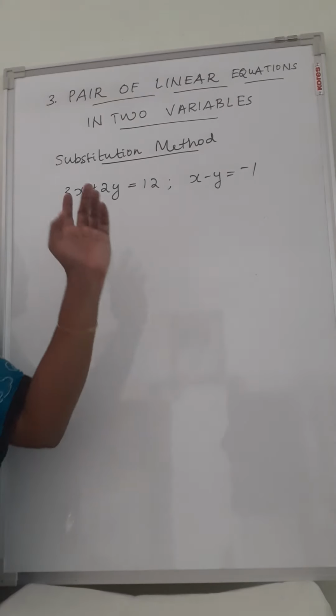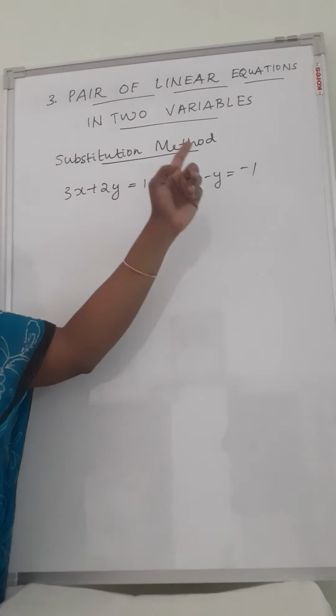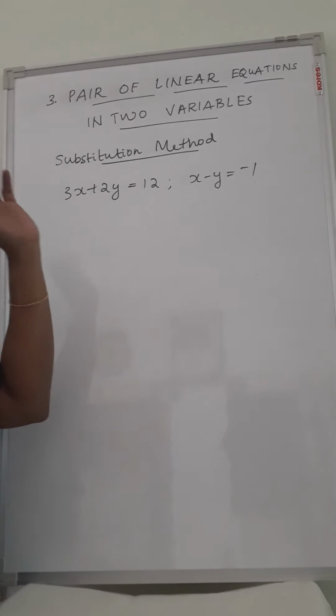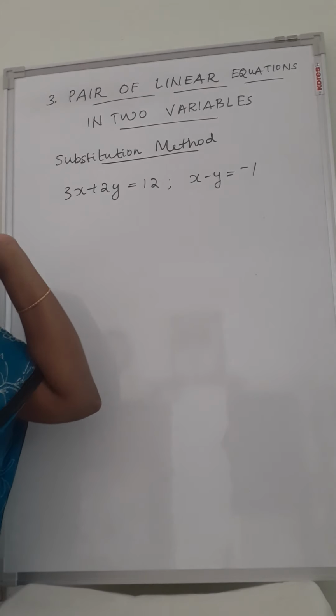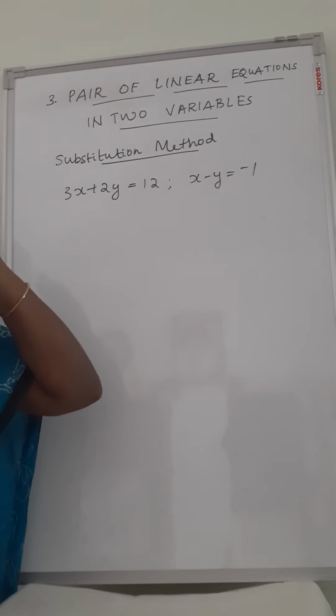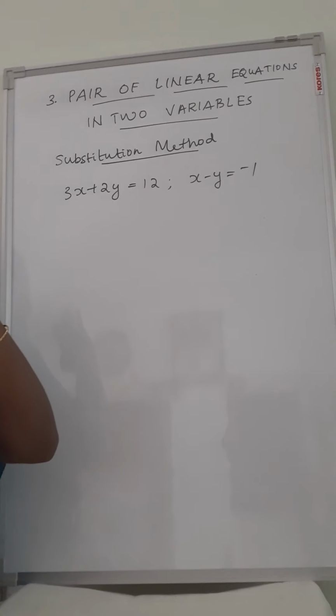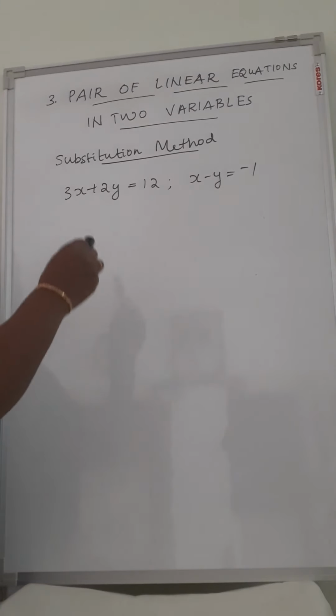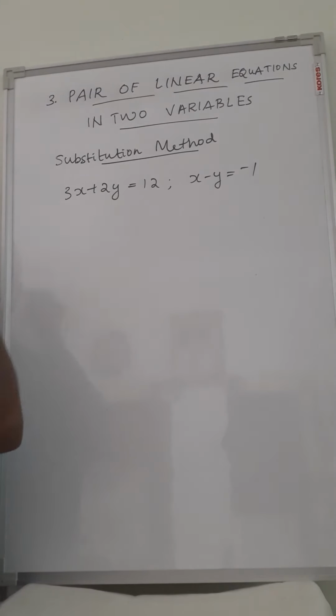Here, the next method is the substitution method. What is substitution? Do you know what substitution is? Everyone knows what substitution is. Substitution means replacement: one thing in place of another. That is the meaning of substitution. Here, the substitution method. Okay, first example.